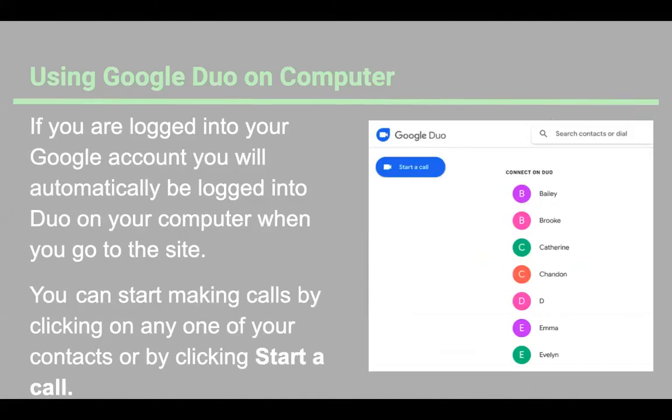If you're logged into your Google account, you'll automatically be logged in to Duo on your computer when you go to the site. You can start making calls by clicking on any one of your contacts or by clicking Start a Call.